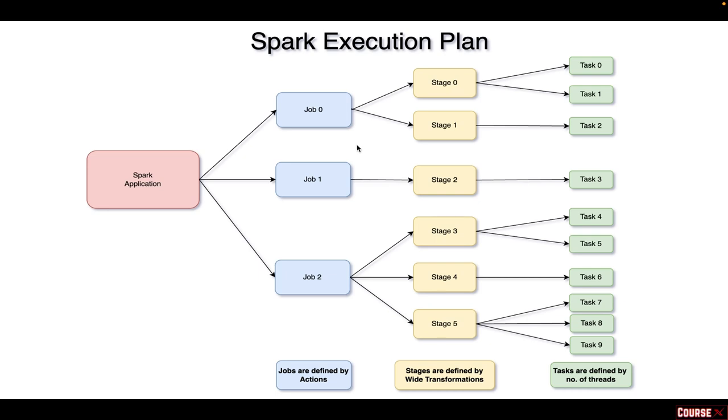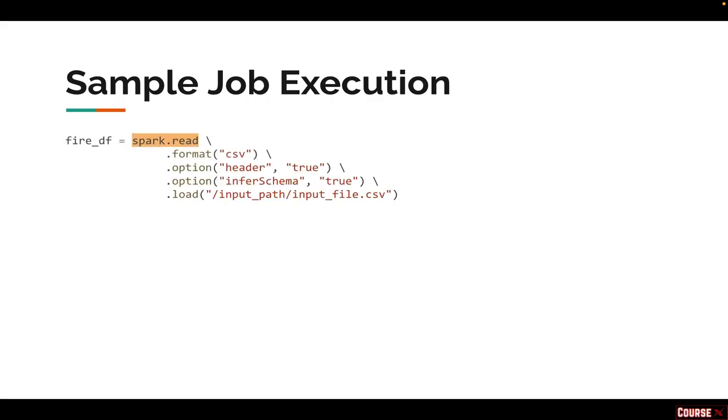Now let's understand this with a sample job execution. Okay, let's go through the sample code line by line. In the first line, we are reading a CSV file from my input location and we are storing it in a data frame. Okay. So as you know, spark.read is an action. Next, we are repartitioning the data frame into two partitions. Repartition is a wide dependency transformation.